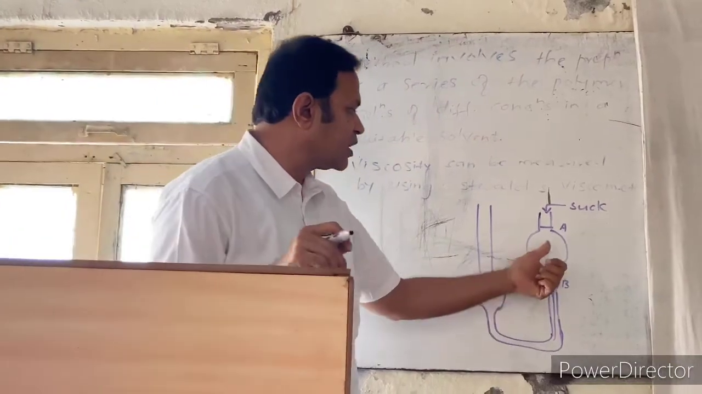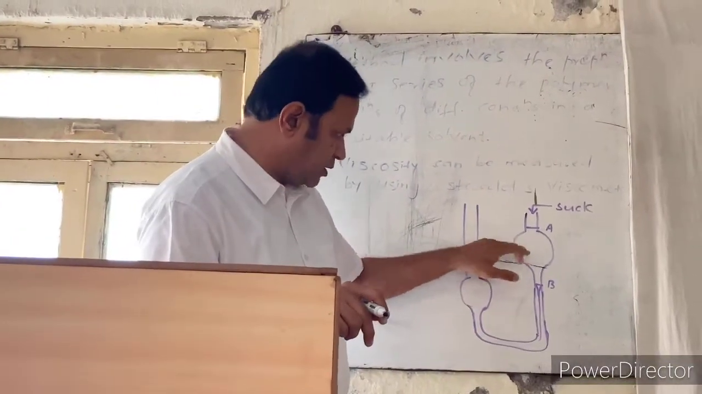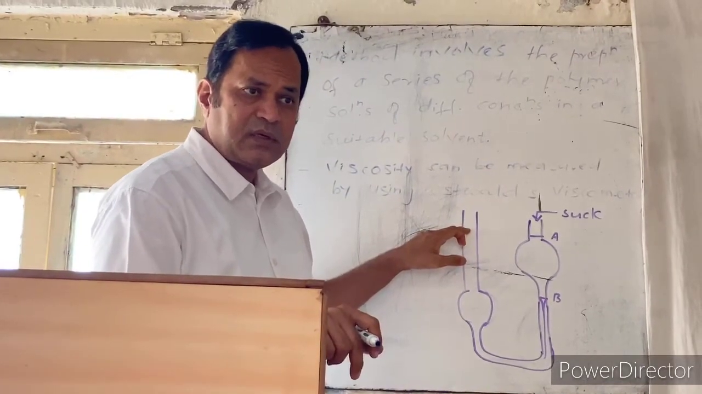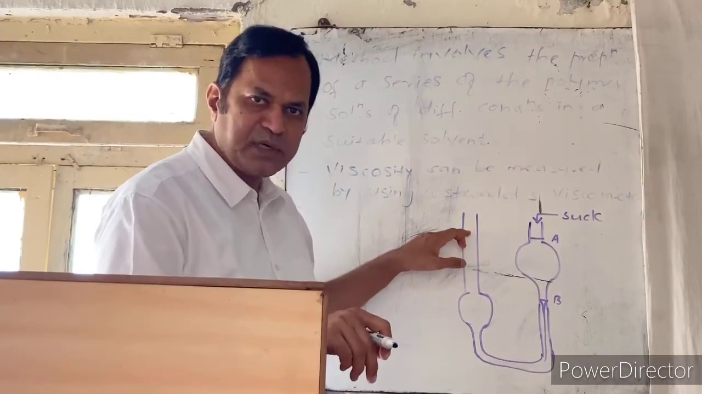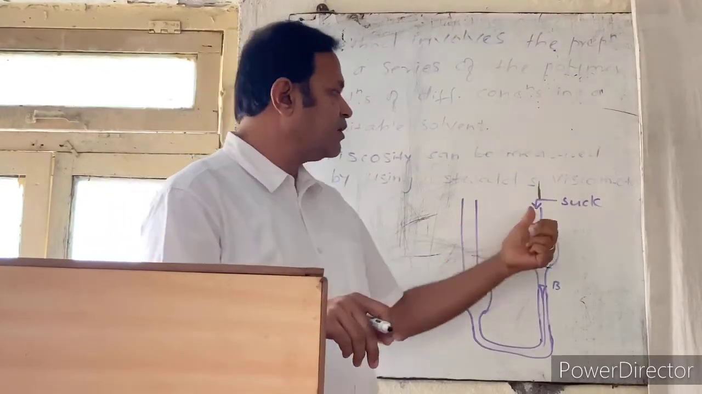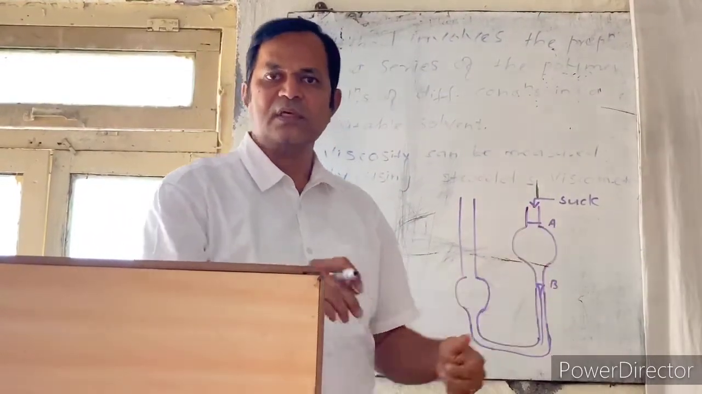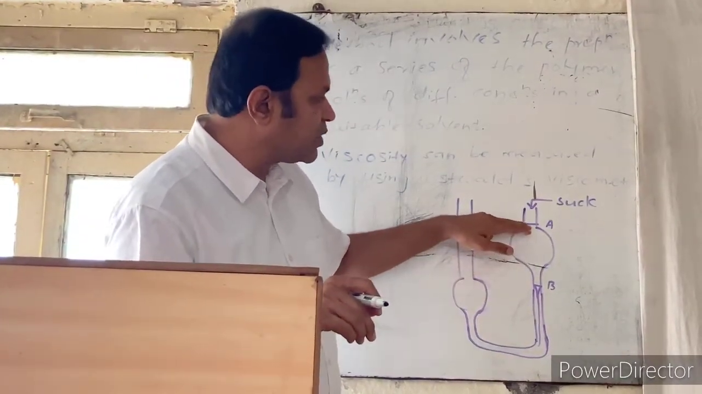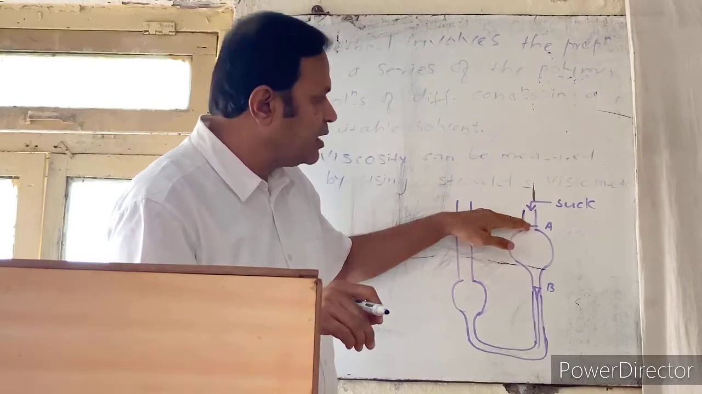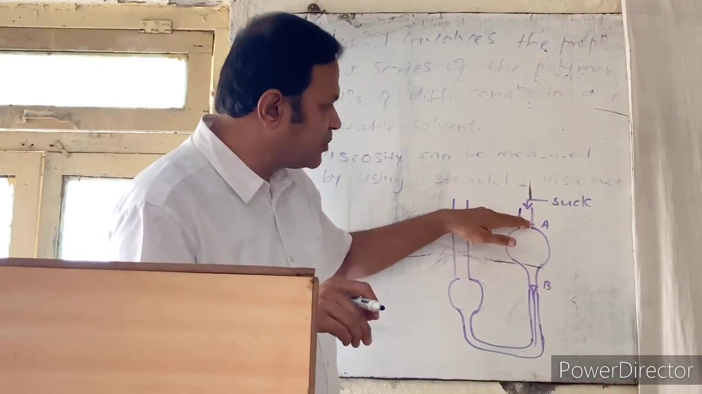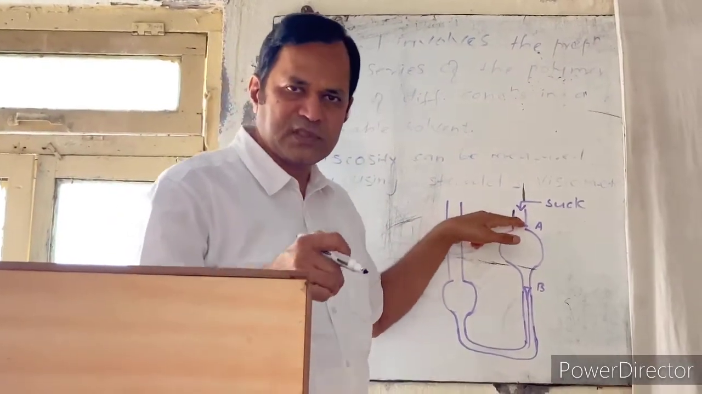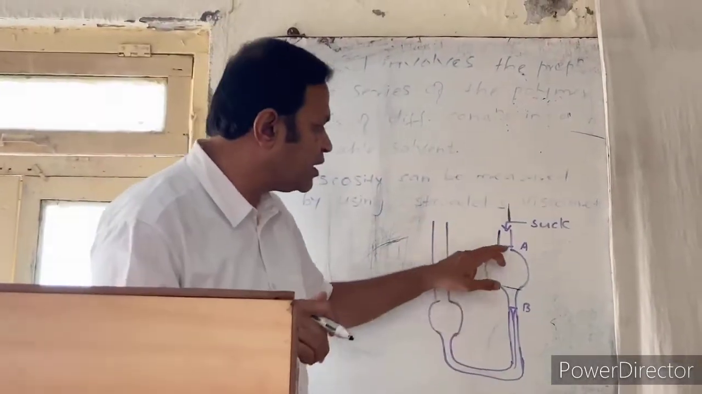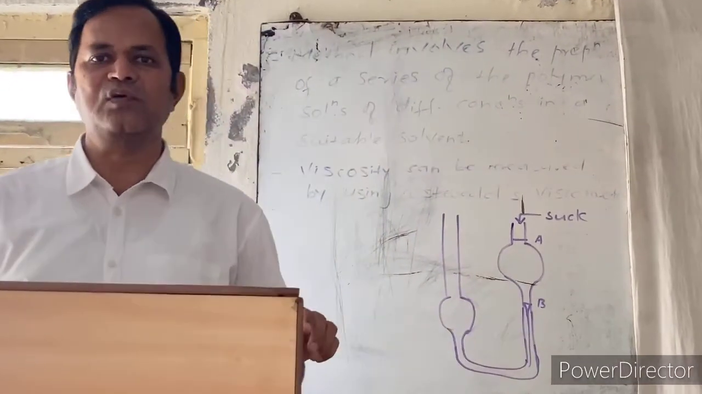These are the two glass bulbs. From this glass bulb, you have to add the solution, whatever different concentration of solutions you have prepared, with the help of a pipette, and from this end you have to suck the solution. You have to suck the solution in such a way that it reaches well above the upper mark A. Then you start the stopwatch and note down the time taken for the liquid to flow from mark A to mark B. That time you have to record.